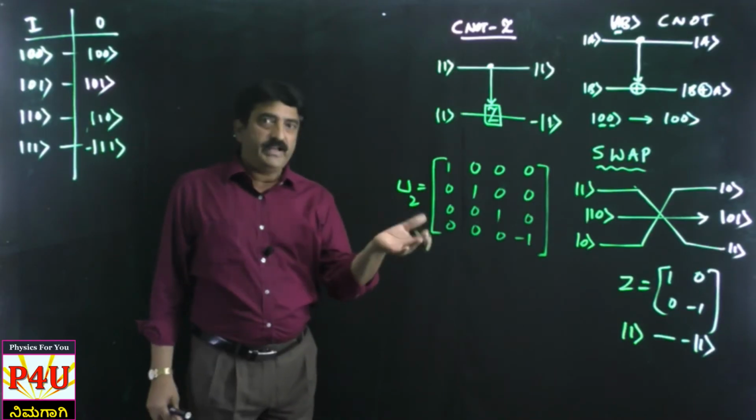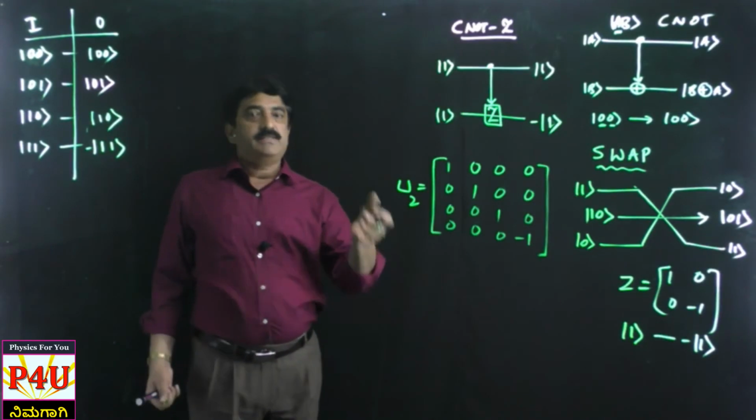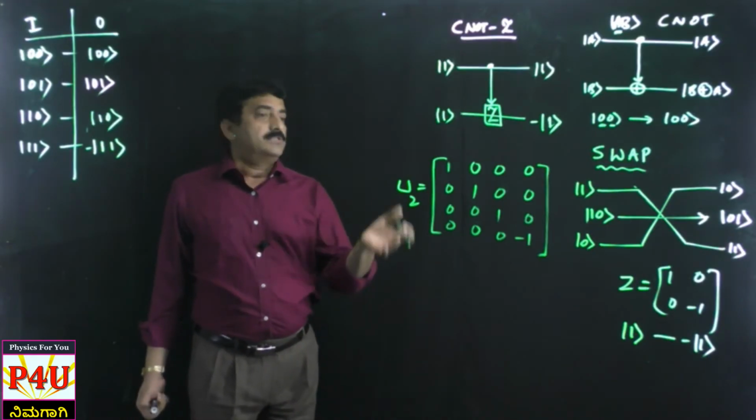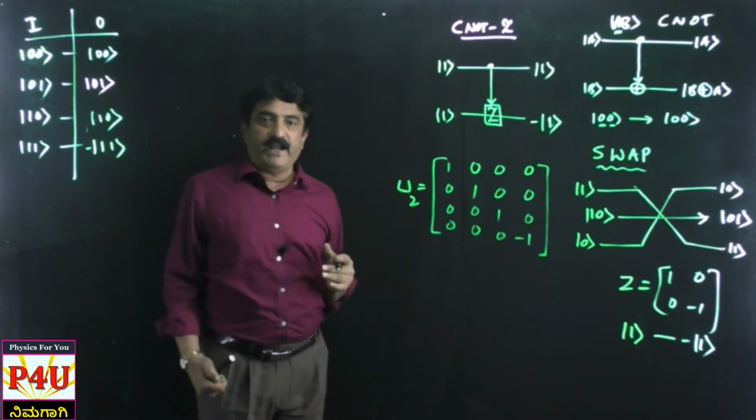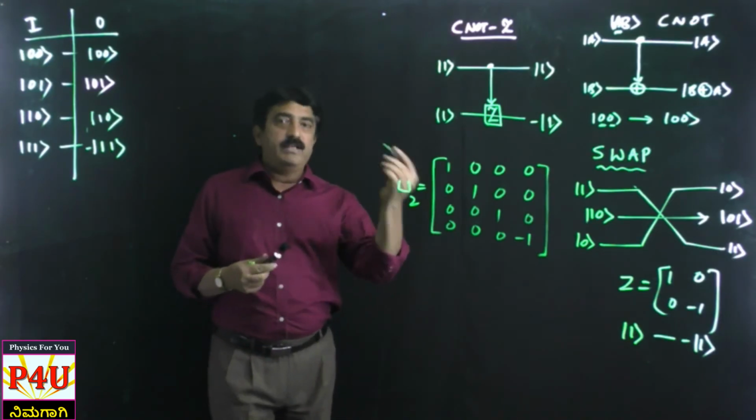Dear students, are you finding it very difficult? No, absolutely not. And even remembering this is not a problem. Okay, so this is the matrix form of the Z gate. Now I give you a task, or rather I will do one numerical and the remaining you try.